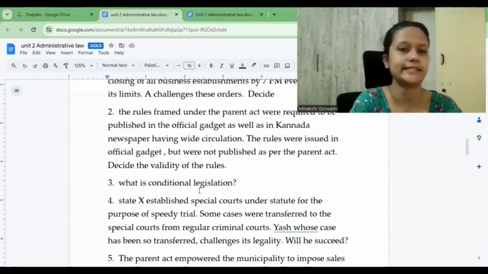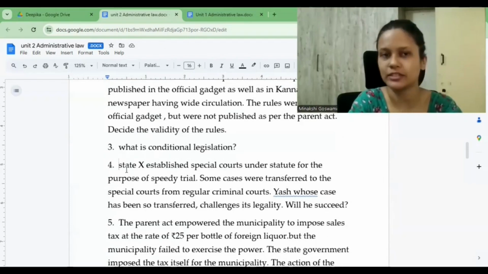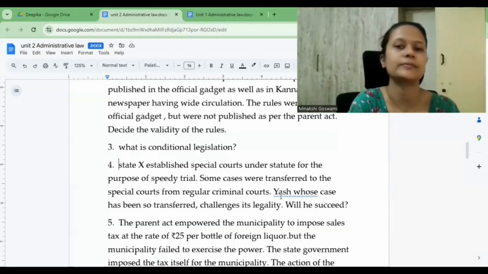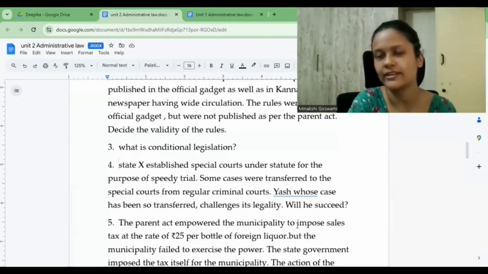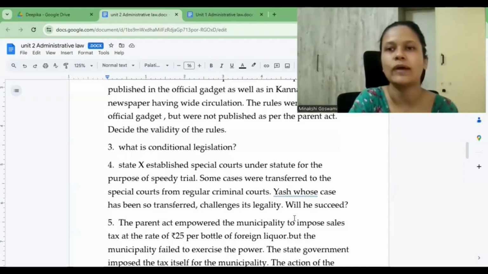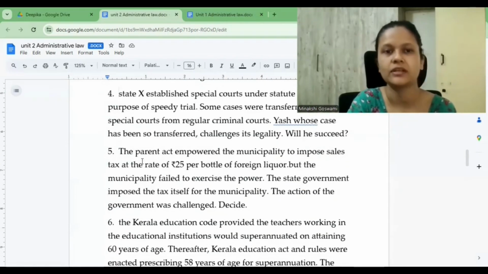What is conditional legislation? Then we have a problem-based question again. State X established special courts under a statute for the purpose of speedy trial. Some cases were transferred to the special courts from regular criminal courts. Yash, whose case has been so transferred, challenged its legality. So he challenged the transfer of his case, whether that is legal or illegal. Will he succeed or not? You need to decide the matter.